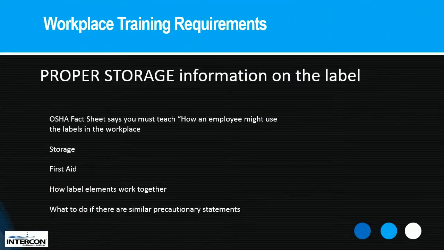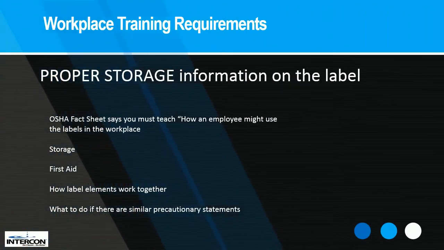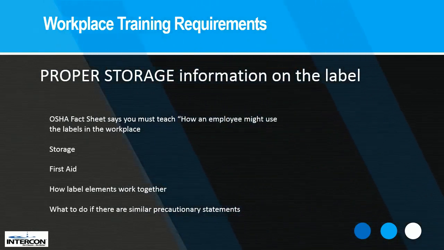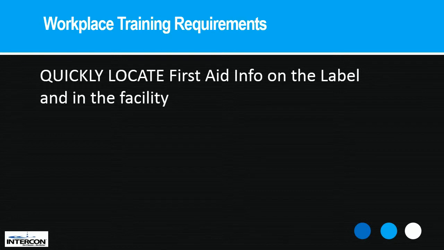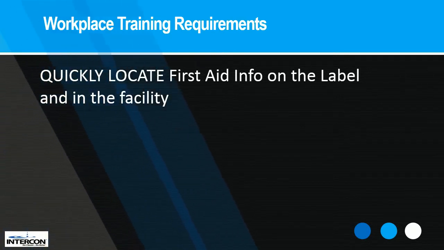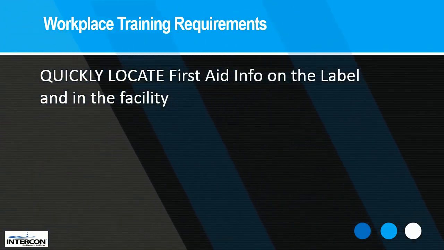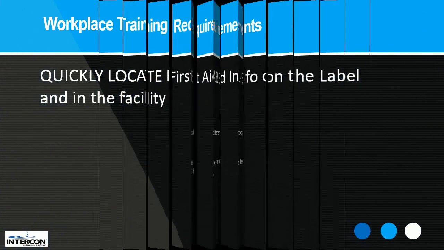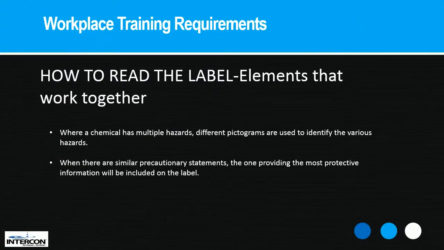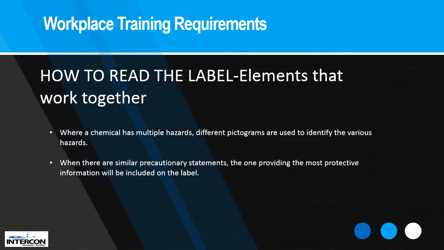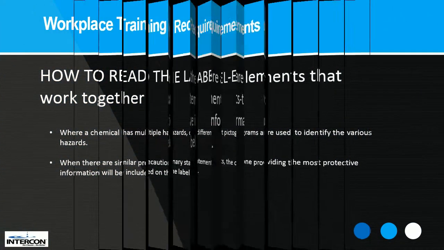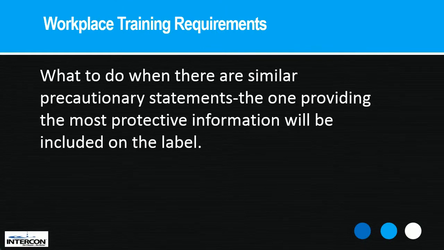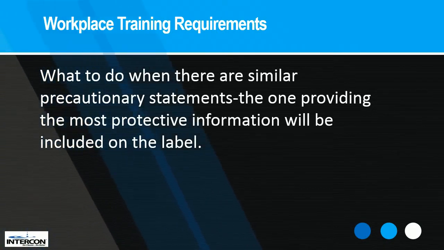Workplace training requirements include proper storage information on the label, how to quickly locate first aid information on the label, how to read the label and how the elements work together, and what to do with similar precautionary statements.